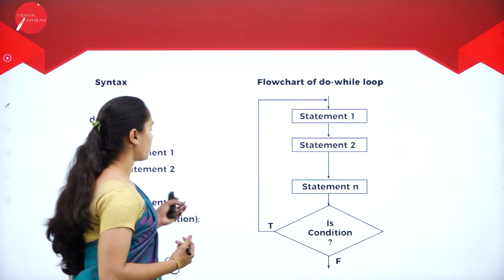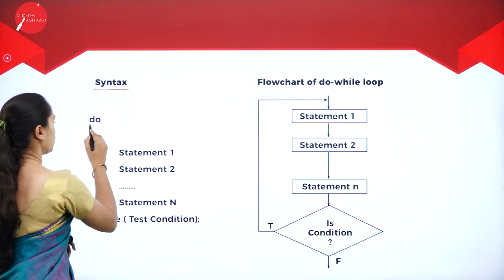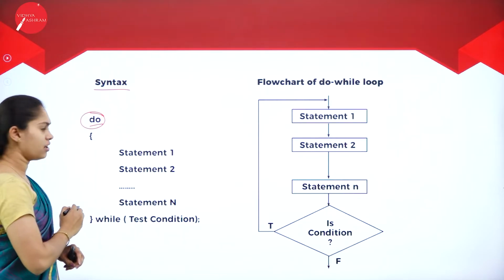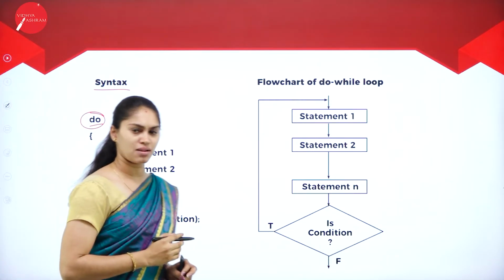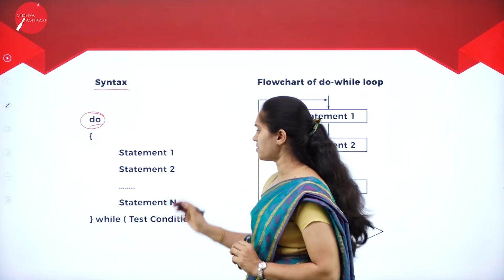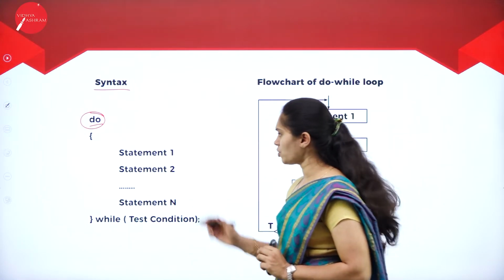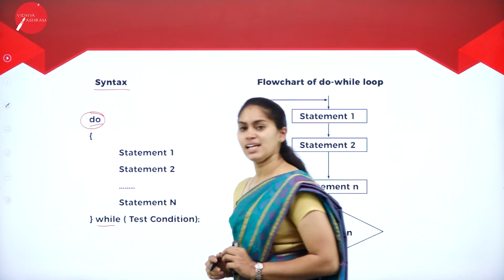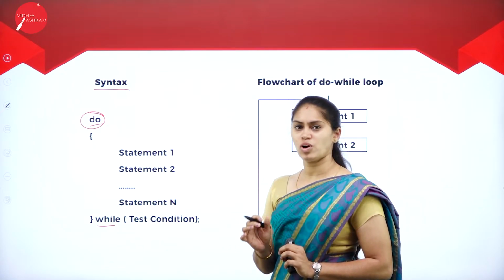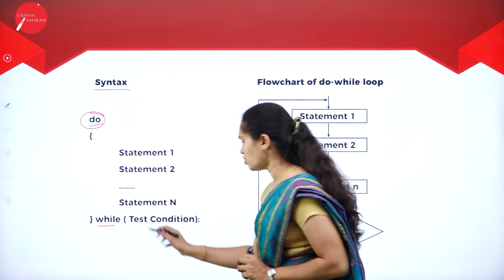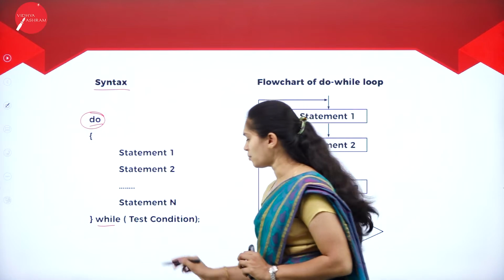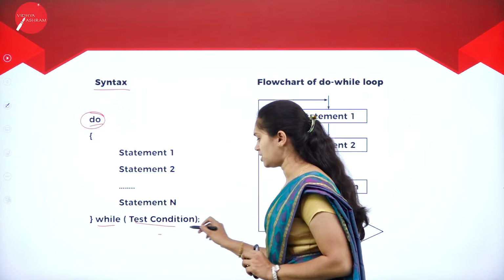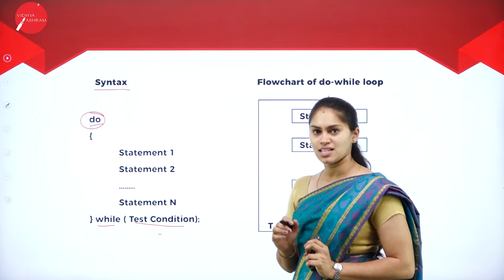Okay, so here you can see the syntax. Do is also a keyword here, and we have opening and closing flower braces. Within that we have a set of statements. You can observe that we have a while here: do while. While is for what? We are checking a condition. So within the parentheses, we are going to write the test condition.